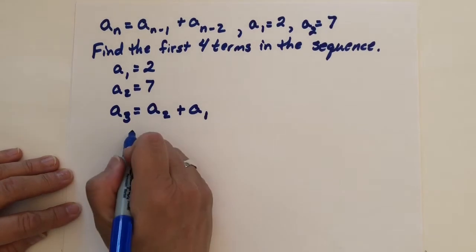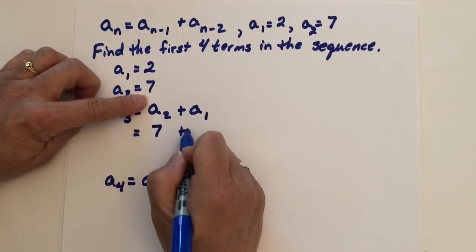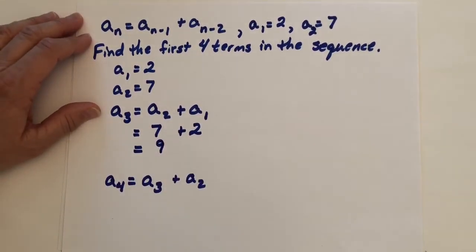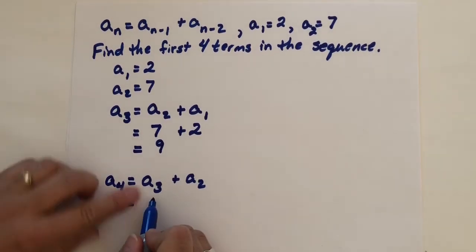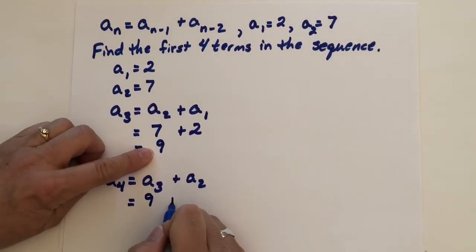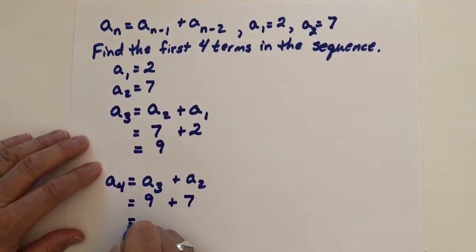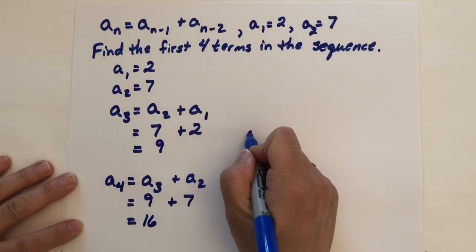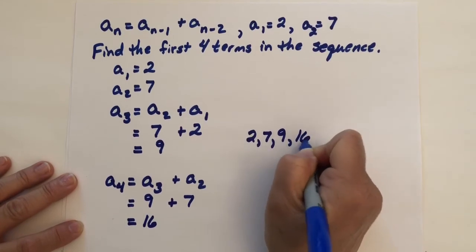So if we come back here, my second term is 7, my first term is 2. I add those together and I get 9. For the fourth term, I add the third term, which is 9, and the second term, which is 7, and I would have 16. So this particular sequence looks like this: 2, 7, 9, 16, and on it goes.